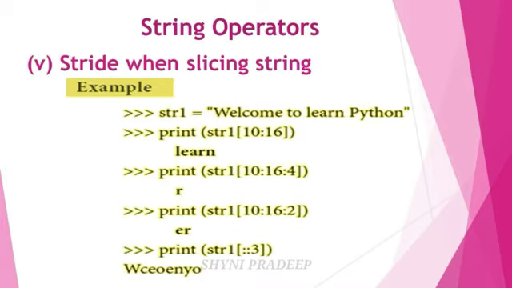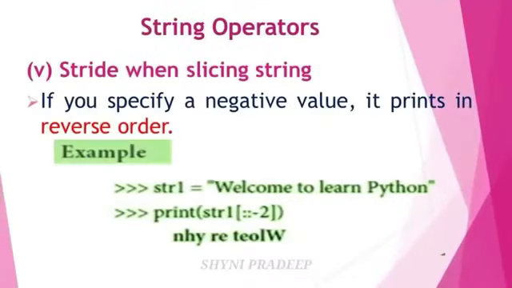But you can also use a negative value as stride. Stride means you have to use a negative value as the third argument. If you specify a negative value, it prints in reverse order. Let's see one example. Here string1 is a variable and one string is given, Welcome to learn Python. Now we are going to print string1 with a stride of -2.